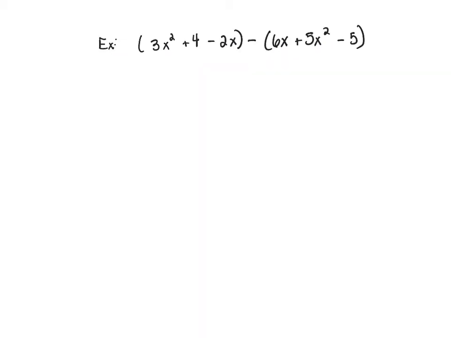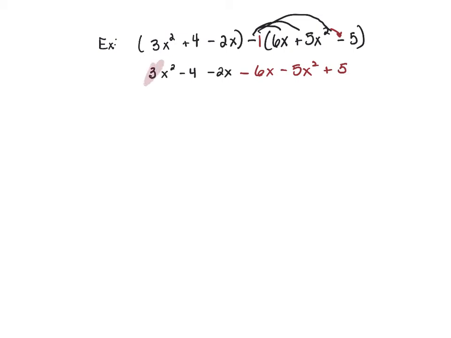Here we got a subtraction problem of two polynomials. The only thing different, again, I'm going to draw out these parentheses. The only thing different about a subtraction is you've got to subtract all these, which means distribute. And so it makes it a -6x. It's like you're multiplying everybody by -1. -6x, -5x squared, but this last one will become a positive 5.